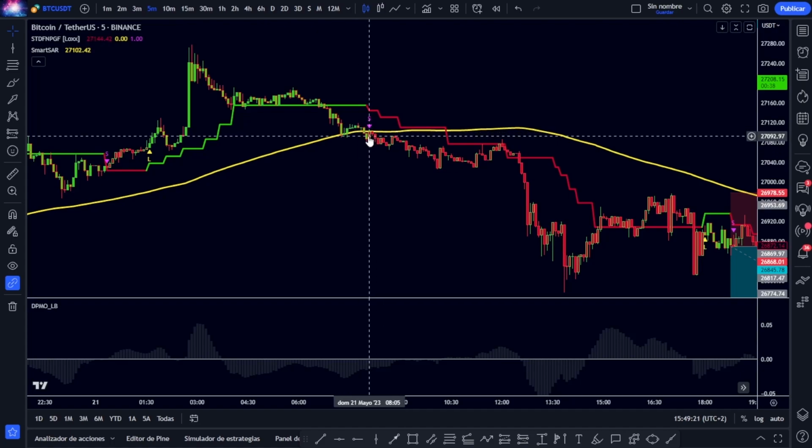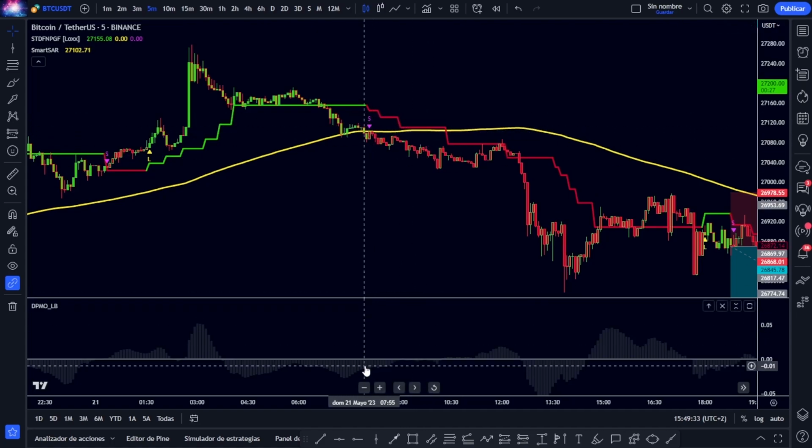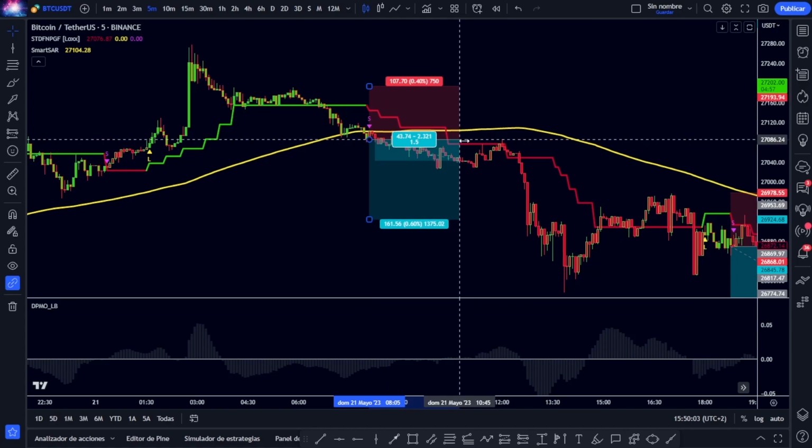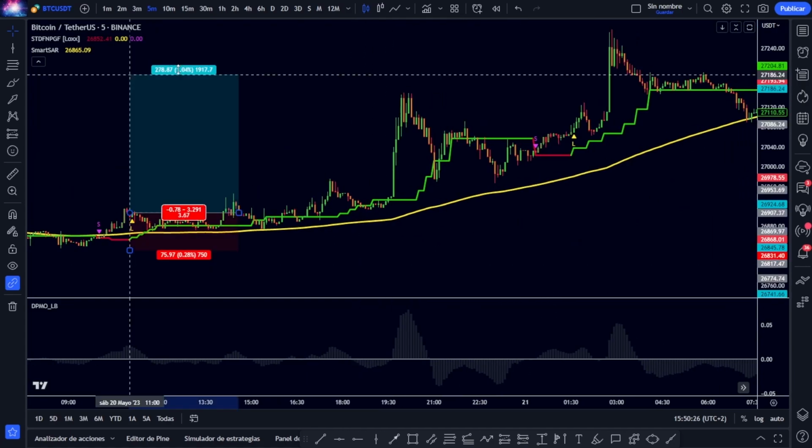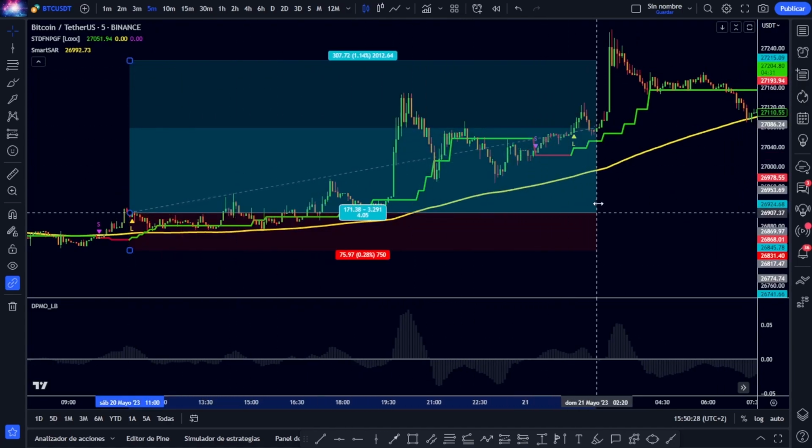Red means signal below, negative histogram. These types of signals are incredibly strong, and you can combine all this information with your current operation.